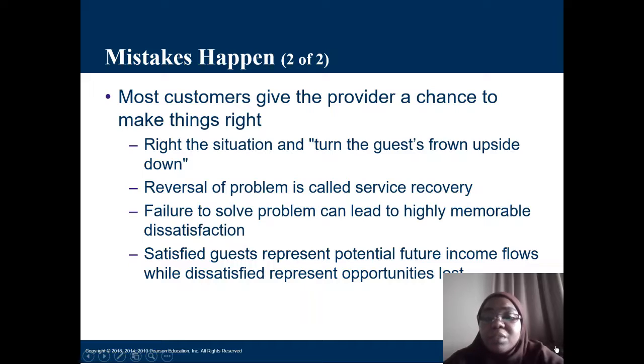Satisfied guests represent potential future income flows because they are likely to come back, while dissatisfied guests represent opportunities lost, because once they are dissatisfied, there is a high tendency that they will not come back, they will not patronize the company again. So that is why it is very, very important to make sure that each encounter counts favorably on the part of the service provider.